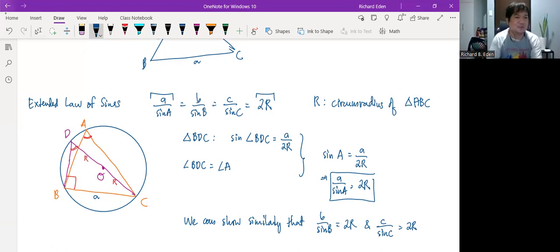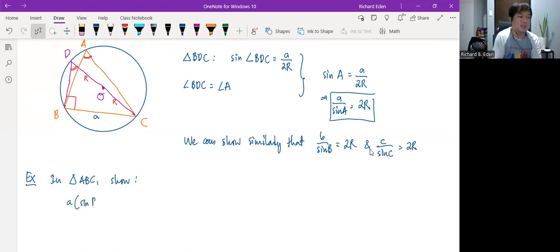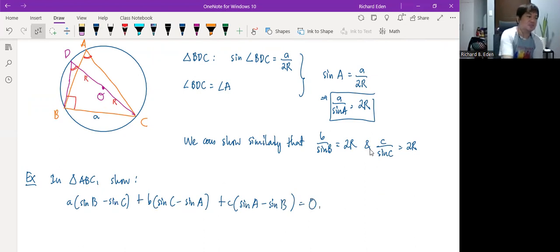Example. In triangle ABC, show that a times (sine of B minus sine of C) plus b times (sine of C minus sine of A) plus c times (sine of A minus sine of B) is equal to 0.